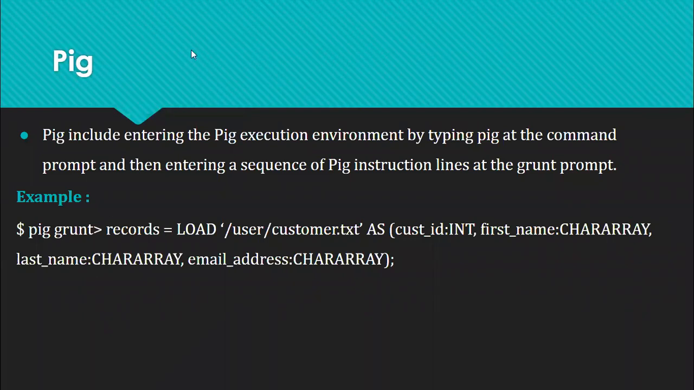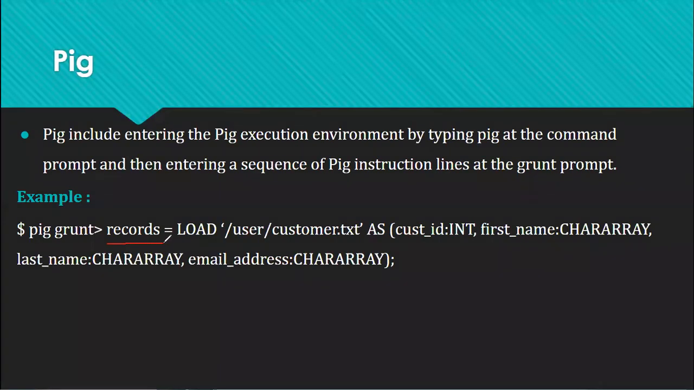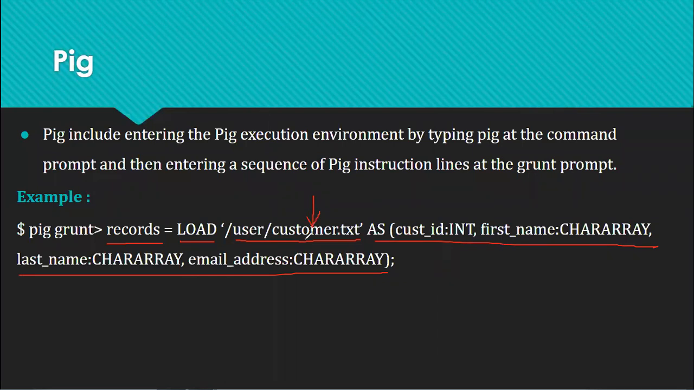So here we have written a simple script like record equal to, so record is a kind of variable, equal to load '/user/customer.txt' and so on. Okay, so this is a text file in your operating system at the location user. There is one text file named customer.txt.